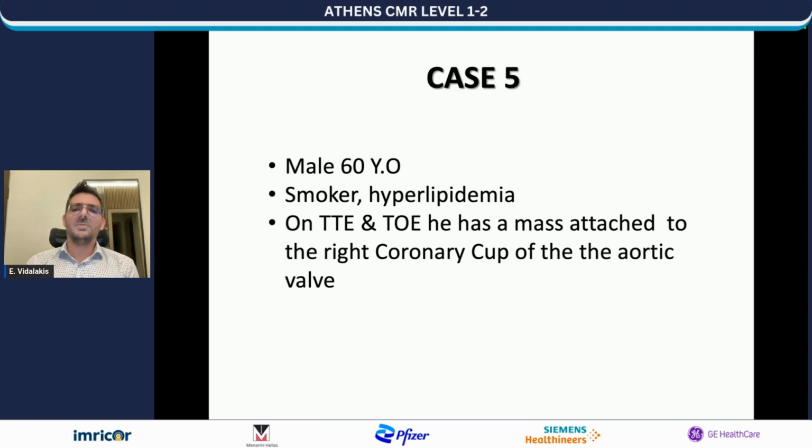Now let's go to the fifth case. Here we have a male of 60 years old. He's a smoker, and he has hyperlipidemia. On the transthoracic echo and transesophageal echo, he has a mass attached to the right coronary cusp of the aortic valve. And they sent him to us to delineate what kind of mass this is on the right coronary cusp of the aortic valve.